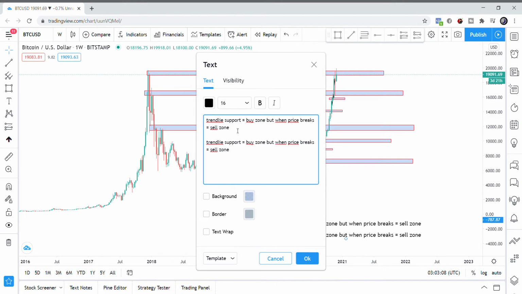If we just copy and paste this to be easy, and we change trend line support to trend line resistance, buy zone to sell zone, sell zone, but when price breaks equals buy zone. So trend line resistance equals a sell zone. But eventually when price breaks that trend line resistance, it comes back in a buy zone.